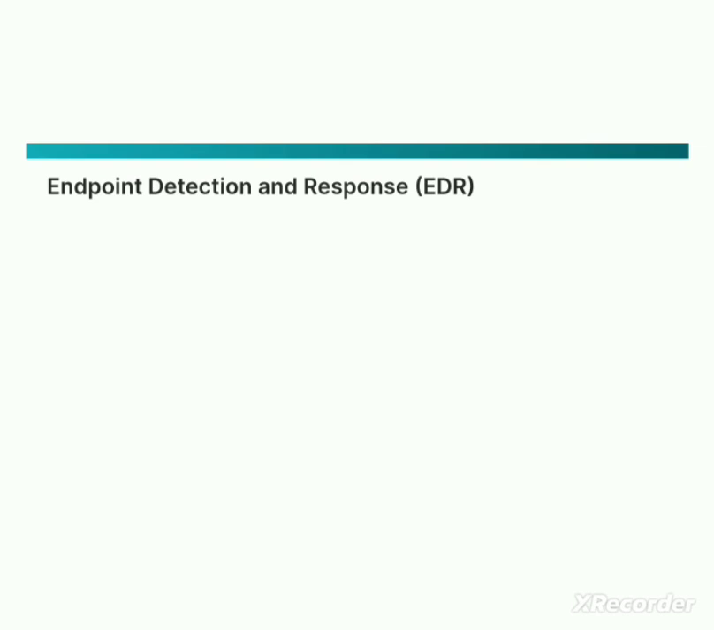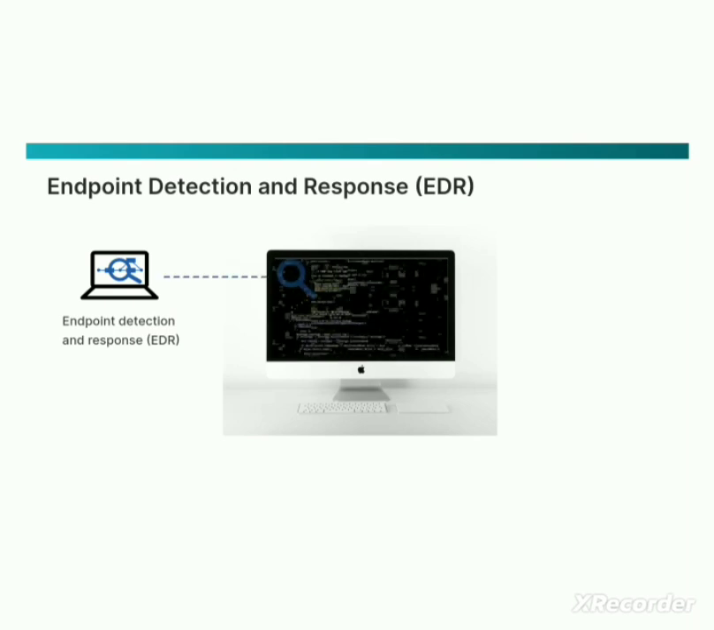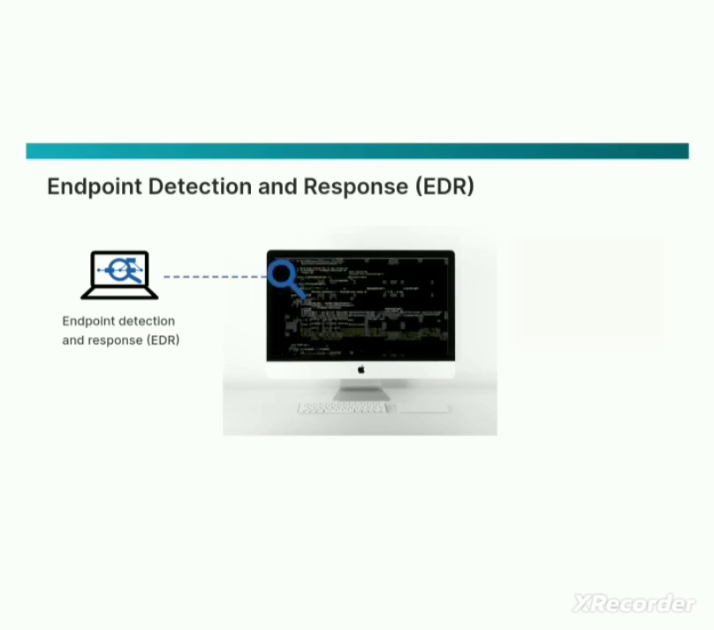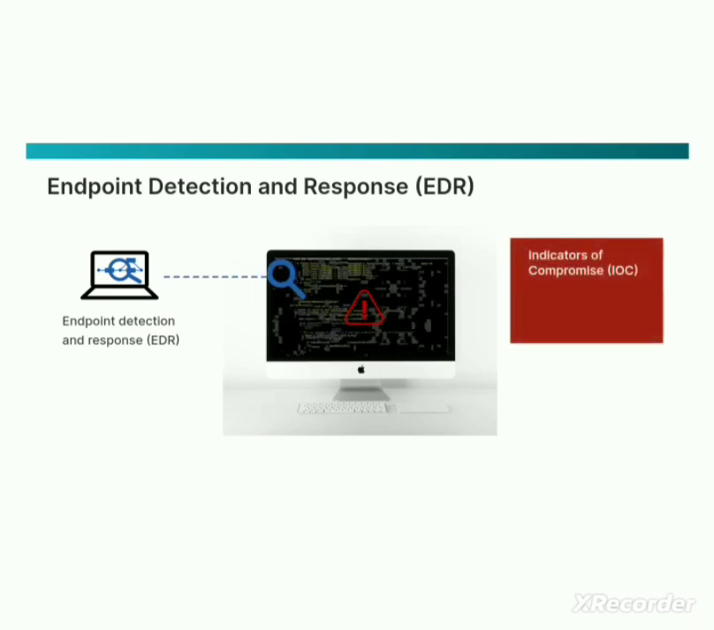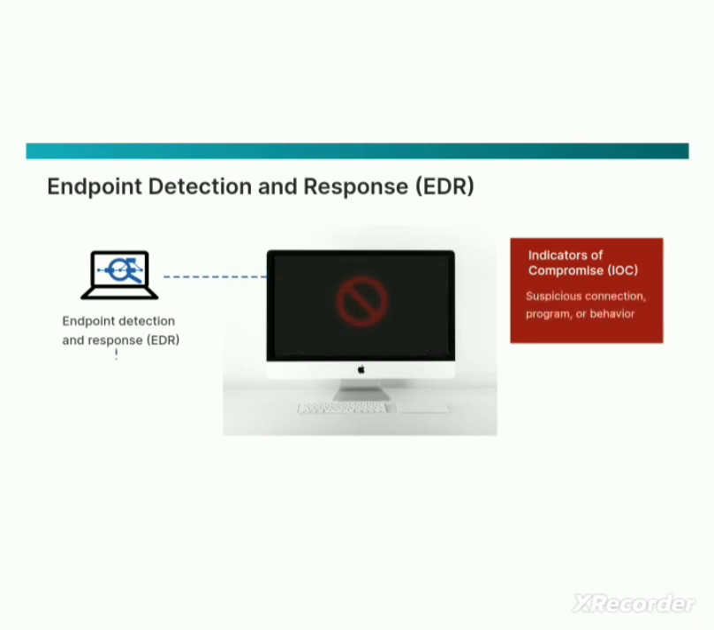Another endpoint solution is Endpoint Detection and Response, or EDR. This is a more protective security solution that constantly scans a device to detect indicators of compromise, or IOC. If the EDR client detects a suspicious connection or program or behavior, it can block the action and send an alert. This can help identify and stop threats like ransomware and zero-day attacks that may not have an established signature that would be detected by traditional anti-malware systems.